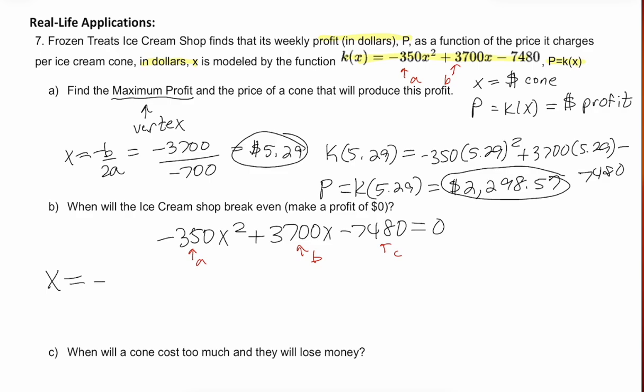So it's negative b, or the opposite of b, plus or minus the square root of b squared. Now it's a very giant number. It's 13,690,000. Minus 4 times a times c, I'm going to do on my calculator. Minus 4 times a times c does end up being a negative. That tells me I'm going to subtract. So that's 10 million.